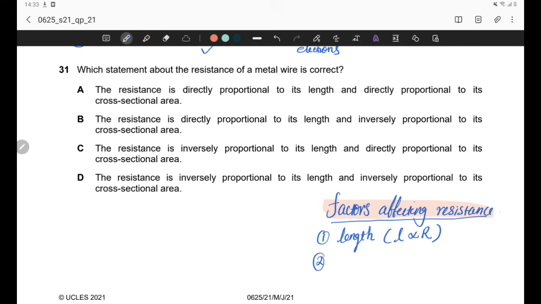The second one is area of cross section, and they are inversely proportional. That means resistance is inversely proportional to area of cross section, so when the area of cross section of the wire increases, resistance decreases. And the third factor is temperature.